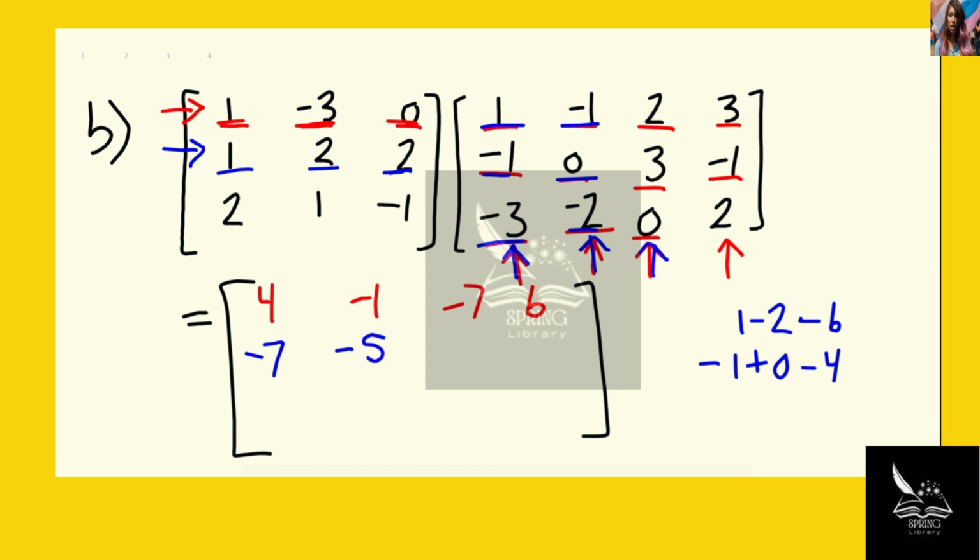And then we move to the next column in the same process. We'll get 1 times 2 is 2, plus 2 times 3 is 6, plus 2 times 0 is 0. It's going to give us 8. And then the final column, we get 1 times 3 is 3, plus 2 times -1, so -2, and then plus 2 times 2 is 4. So total of 5.